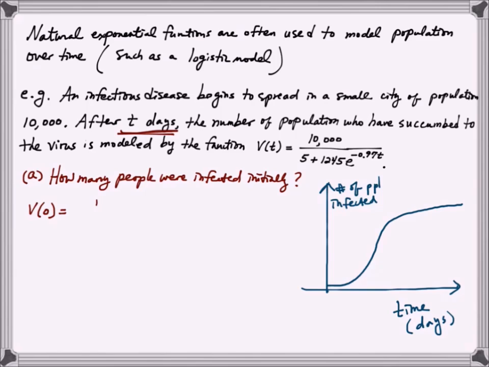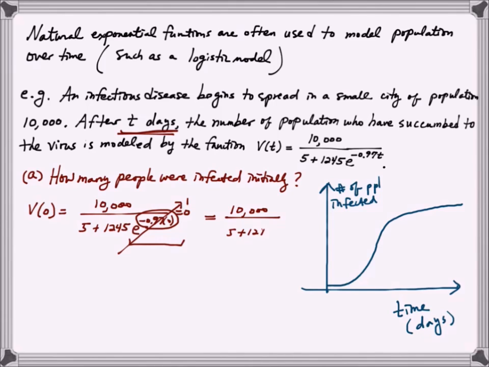Setting t equal to 0 in my expression, I get 10,000 on top, divided by 5 plus 1245 times e raised to the negative 0.97 times 0. But any number times 0 is 0, which makes the entire exponent equal to 0. Then you take e raised to the 0th power, which gives you 1. This is written down as 10,000 divided by 5 plus 1245. And we know that 5 plus 1245 is 1250, so this reduces to 10,000 divided by 1250, which is equal to 8.